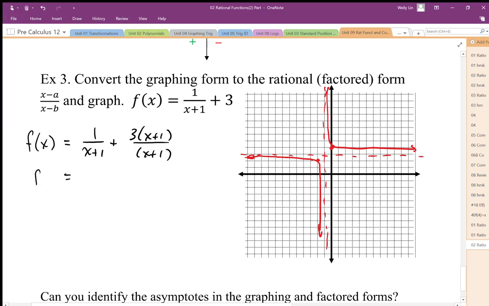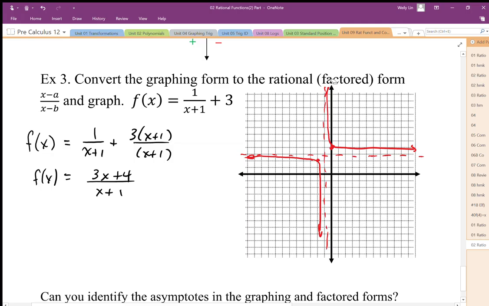I can now, with the common denominator of x plus 1, add these together, so I end up with 3x. 1 plus 3 times 1 is going to be 4. So there is my factored form. And I can see that my root, the zero, is going to be from the numerator at -4/3. And I have my asymptote at -1. When I plug in 0, I get a y-intercept of +4, which I can see there.